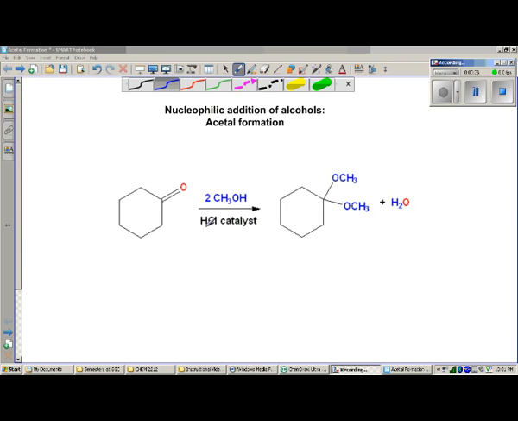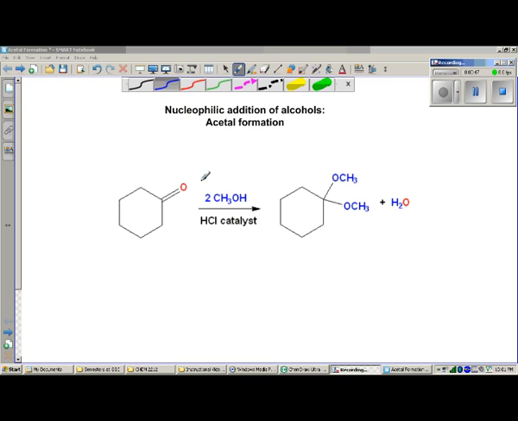And if you remember, the catalyst is because alcohols are not all that great nucleophiles. So what the catalyst does, it adds to the oxygen here, gives it 3 bonds and a plus charge, making this carbon more electropositive. But we'll go through that in the mechanism here in just a minute.